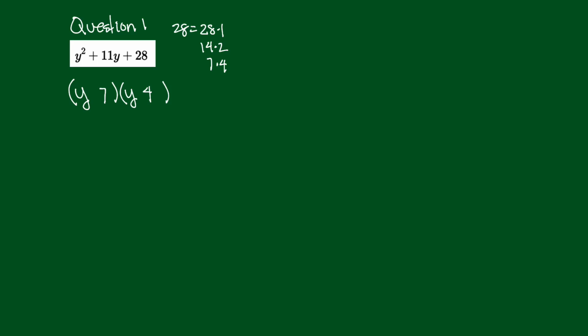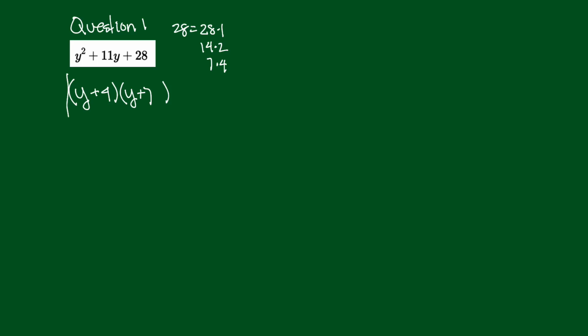Now, the order doesn't matter. I could have done this. I could have put a 4 and a 7. Doesn't matter. And I notice this, that the 28 is positive. So when I multiply two numbers, I get a positive. So the only way that can happen is if I get a positive and a positive, or a negative and a negative. So they have to have the same sign, right? If you get a positive number, these two numbers have to have the same sign, and that sign is going to be that plus sign.